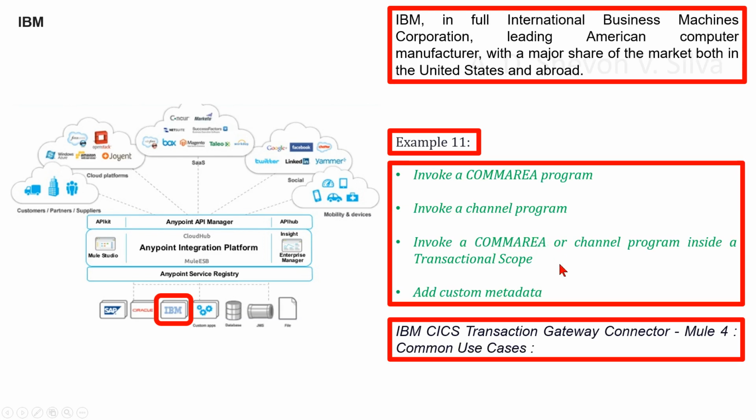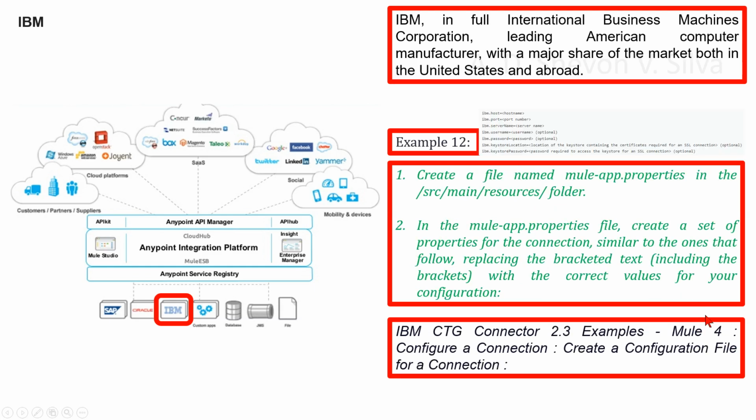Now we are considering common use cases in the IBM CICS Transaction Gateway connector for MuleSoft. Invoke a COMMAREA program, invoke a channel program, invoke a COMMAREA or channel program inside the transaction scope, and add the custom metadata. Note, to successfully run the first three use cases, the target CICS system must have the specific programs.